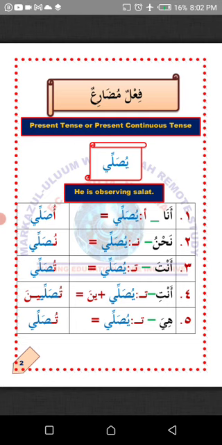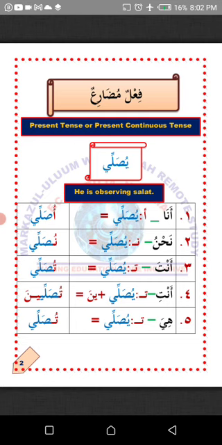Wahid, number one. Ana, I. So how do we change the verb yusalli to suit ana? All you need to do is to detach ya'un and attach alifun. So the verb yusalli will now become usalli, which means I am observing salah.